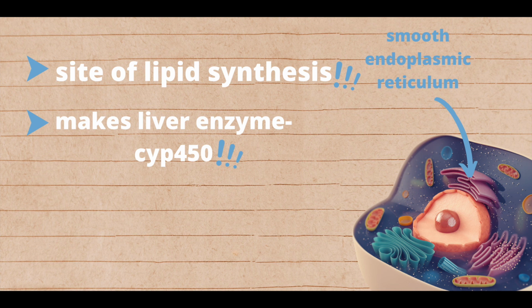Lastly, the smooth endoplasmic reticulum is able to store calcium. So it basically has these little pumps, and calcium is stored here. Whenever calcium is needed in the blood, then these pumps just push out a little bit of calcium at a time for us to use.